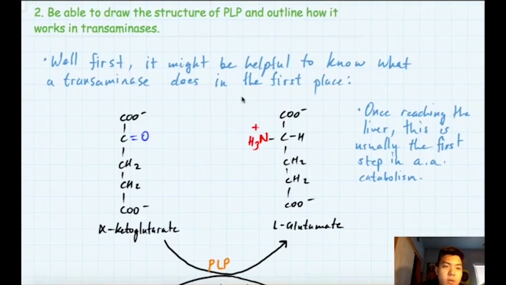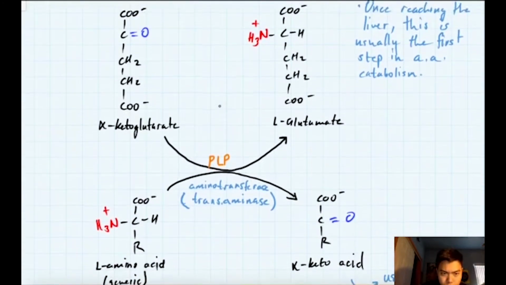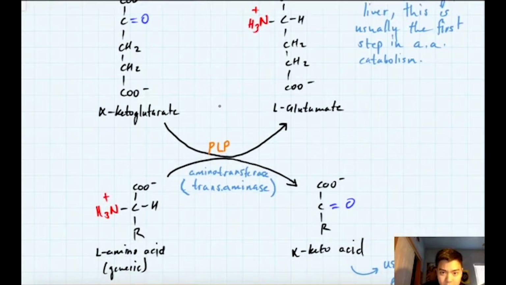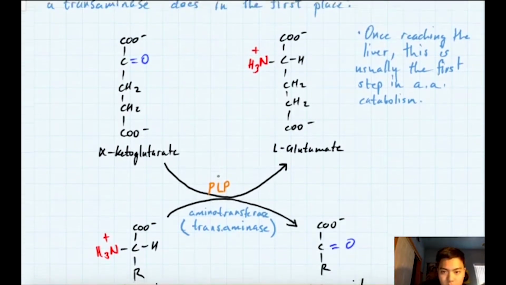All right, so second objective, be able to draw the structure of PLP and outline how it works in transaminases. Pretty weird how this objective was written, so let's talk about transaminases first and what they are, and then let's talk about the coenzyme afterwards. So basically, transaminases, they're going to catalyze this reaction right here. I can't fit it on the entire screen, but here.